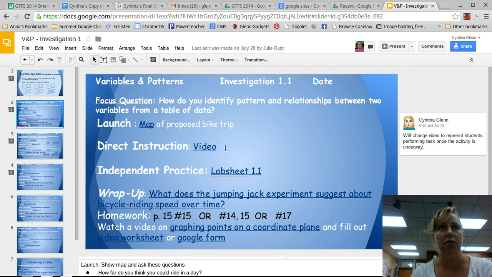So if a student came home and was doing their homework and a parent said, what'd you do in class? Typically a student's response would be, I don't remember. They can also go into the Google presentation and see what we actually did in class, because it has a number of different resources for them to link to.